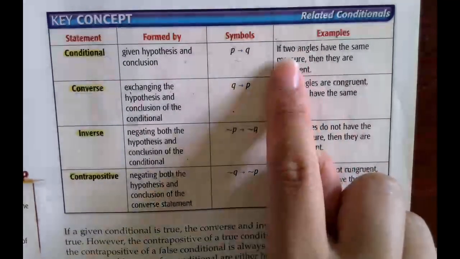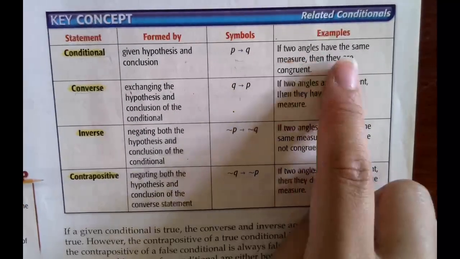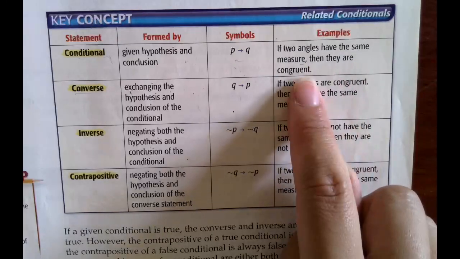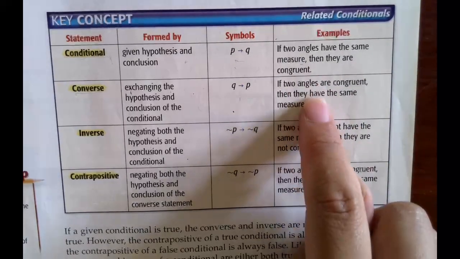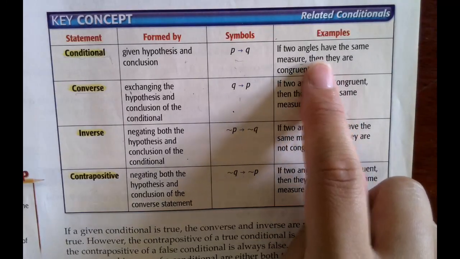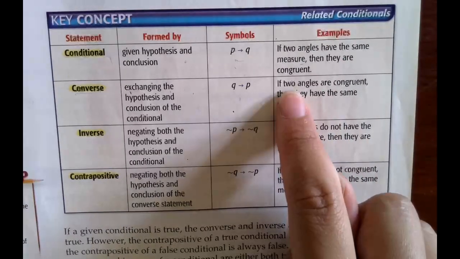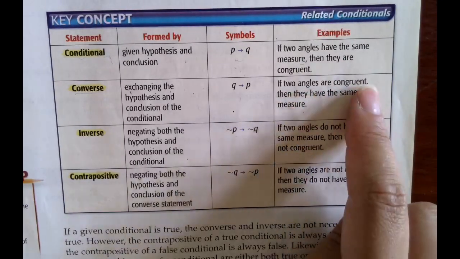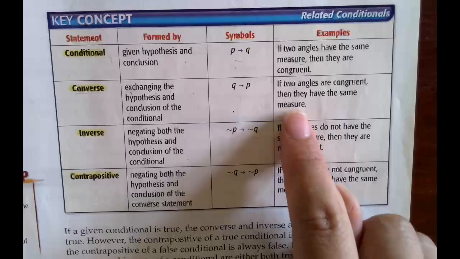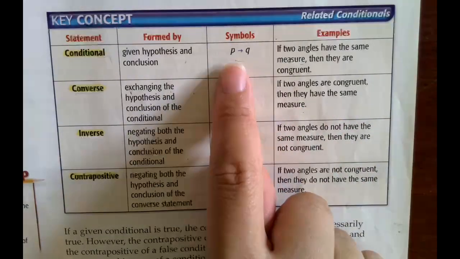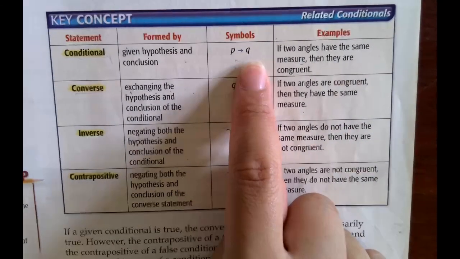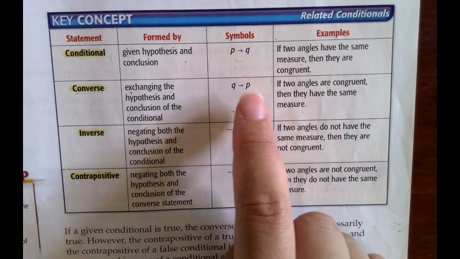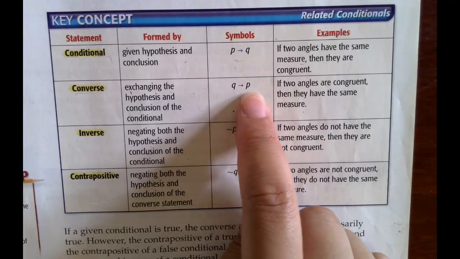So if the conditional was, if two angles have the same measure, then they are congruent. The converse would flip it, and note now instead of saying then they are congruent, it's flipped. It's if two angles are congruent, then they have the same measure, right? So conditional is P then Q. The converse is Q then P, right?